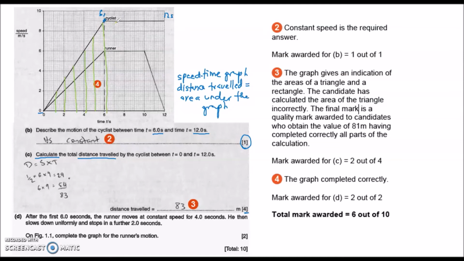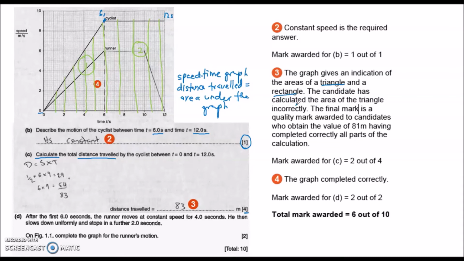Okay, we have a trapezium shape here, or we can just combine two shapes. One is a triangle, which is this one, and the second one here is a rectangle. For these students' answers, the graph gives an indication of the area of the triangle and the rectangle.